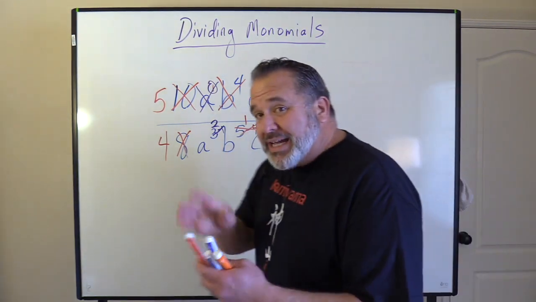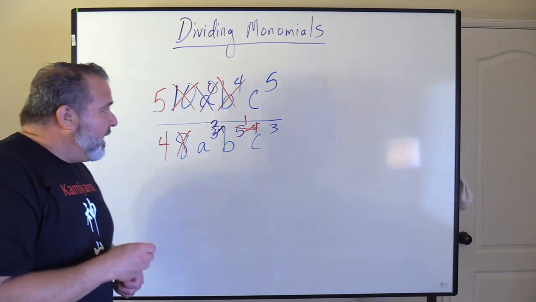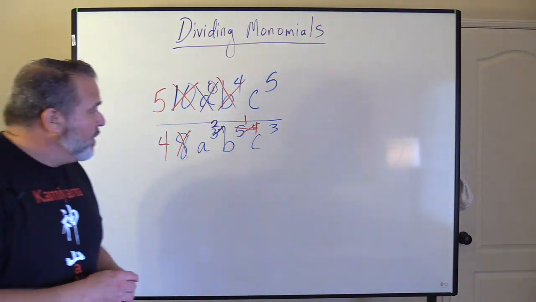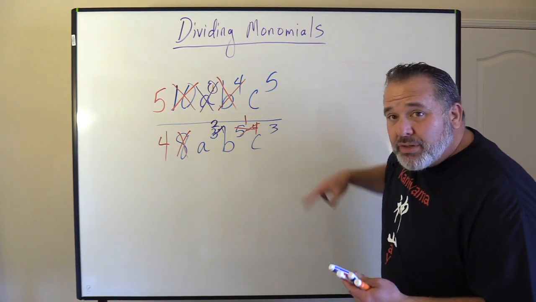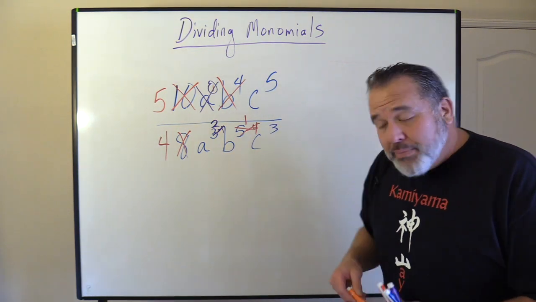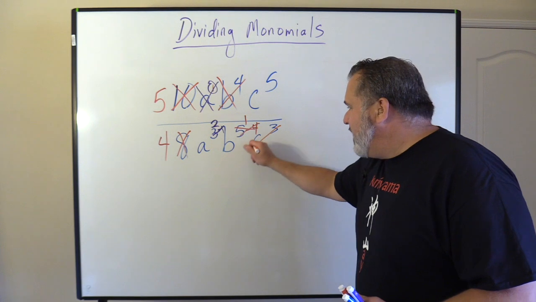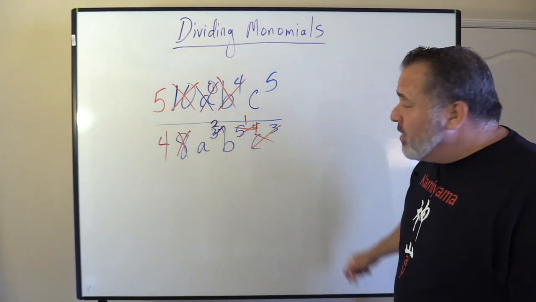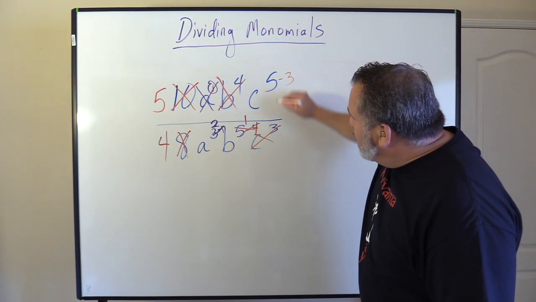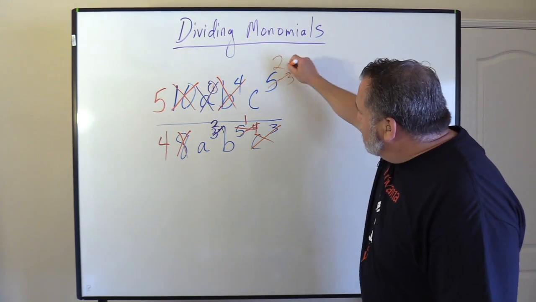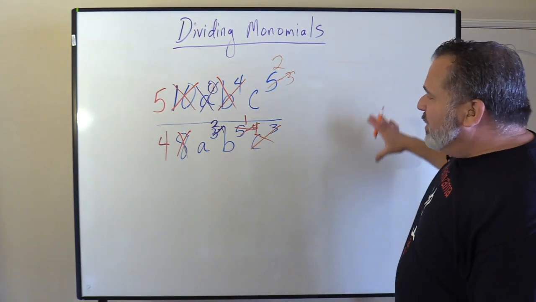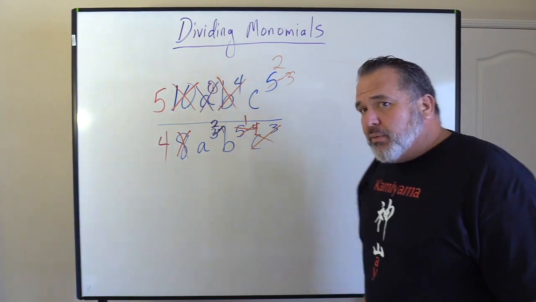Now last, we got to look at our C. Okay, now if I look at my C, which is smaller? The fifth power or the third power? The third power, right? So look, I'm going to get rid of the C on the bottom. It's gone. So what's 5 minus 3? 2. So I get rid of this. This becomes a 2.